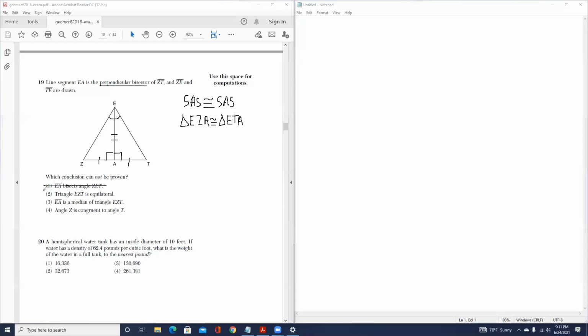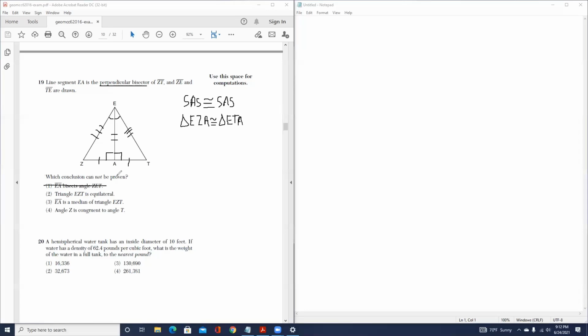Now let's move on to choice 2. Triangle EZT is equilateral. So using the CPCTC, we can also prove that these are equal. They are equal in length. So sides ZE and TE are congruent. But based on this information alone, we cannot prove that sides ZE or TE are congruent to sides ZT. And that means that for the time being, we cannot prove the triangle EZT is equilateral.